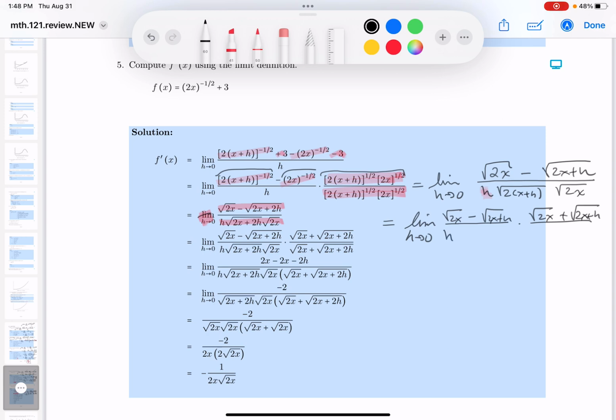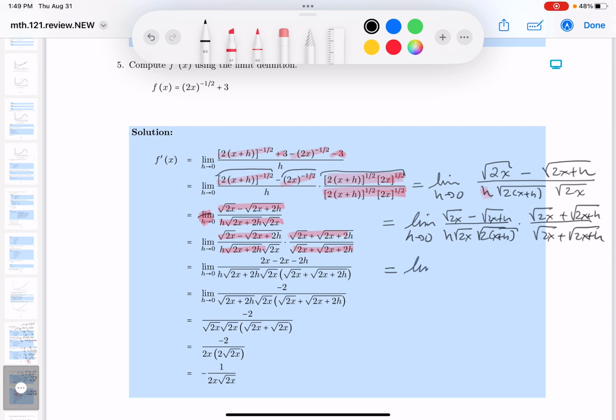Let's put this in the bottom. And let's see, I'm going to write a little different order. Root 2x, root 2 times x plus h. And then root 2x plus root 2x plus h. Let me show you where this is written. I got this part, and I got this part written over here. Now, what's the challenge for me to multiply it out? And let me do that for you.